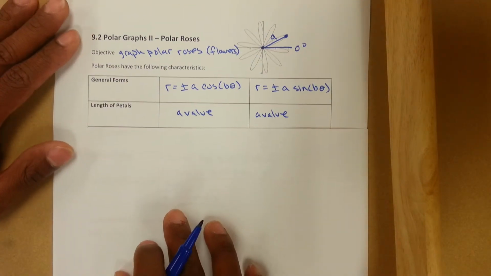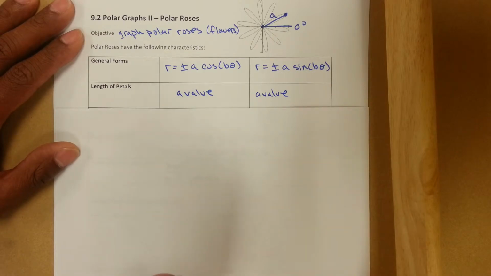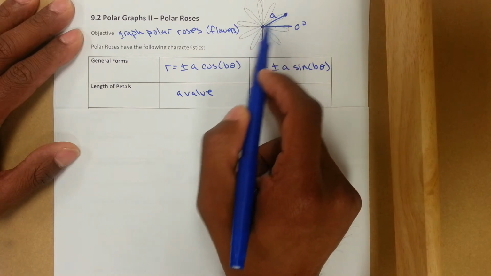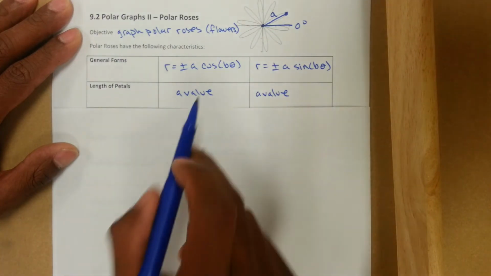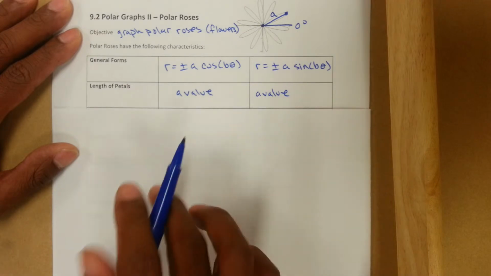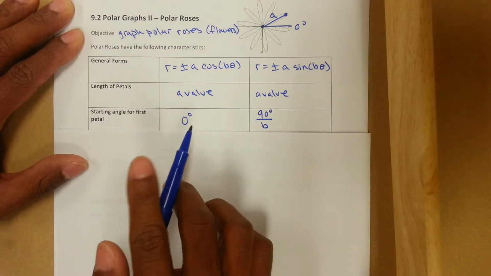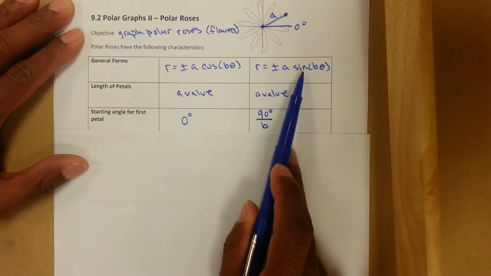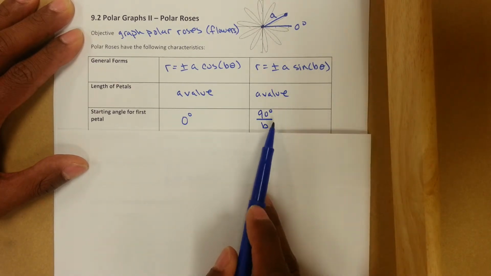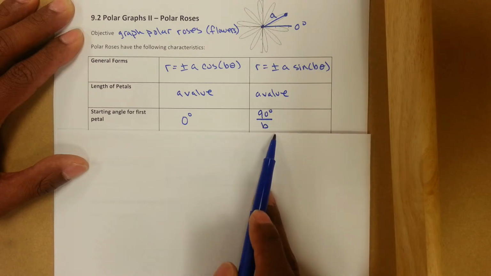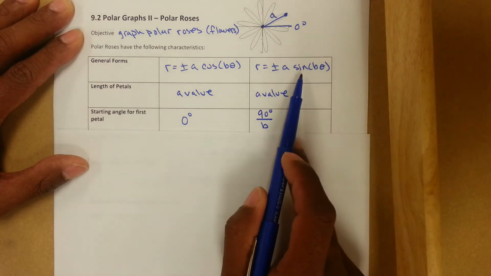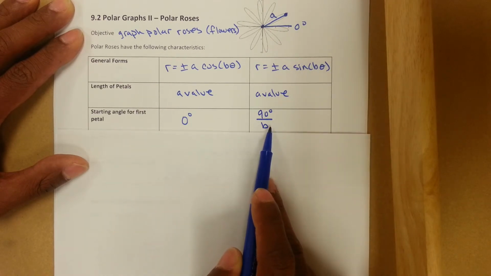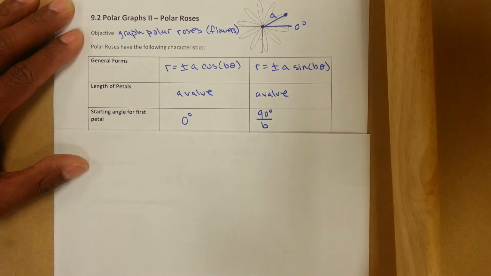Now, this is probably the most difficult thing to figure out: the starting angle of each petal. Because again, sometimes your petal might start off at the 0-degree mark, and sometimes at some other angle. If you have cosine for your polar rose, your starting angle is going to be 0 degrees. If the equation is sine, the starting angle for the first petal is going to be 90 degrees divided by b. So if you have sine, you need to take 90 degrees divided by the coefficient of theta, and that's going to give you the starting angle.